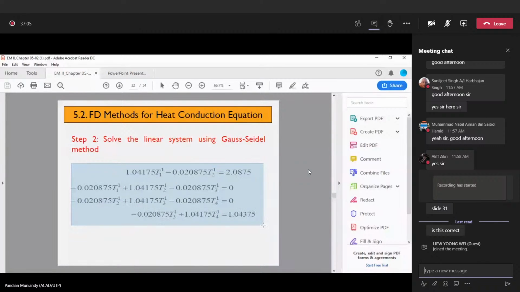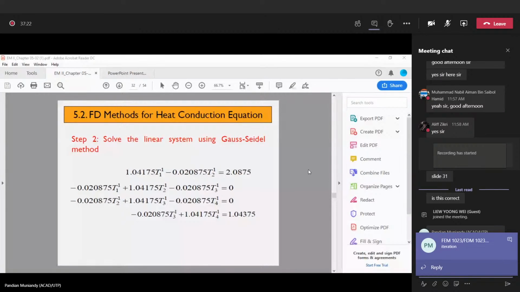So what is the meaning of numerically? Numerically means you must use iteration. So what is this iteration? It will be explained. So you have to pay attention to how we are going to solve this equation.